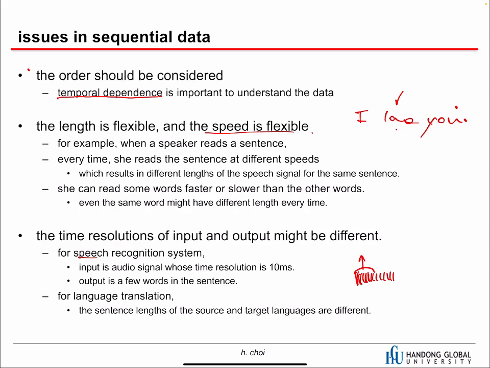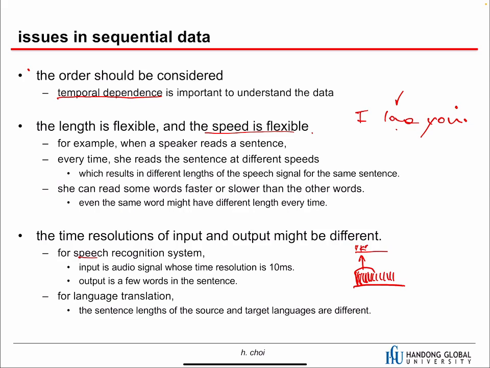So this one would be K. Okay, something like that. So input has a different resolution, and then the output has a different resolution. Okay, so that is another big problem, big issue.